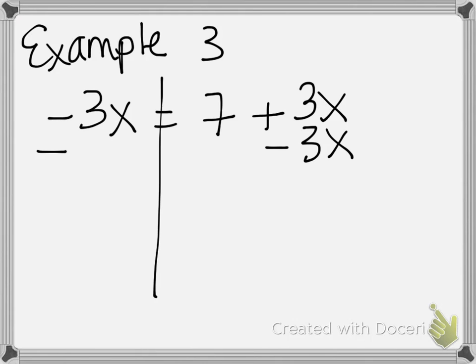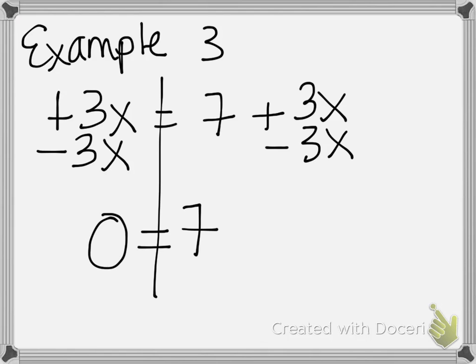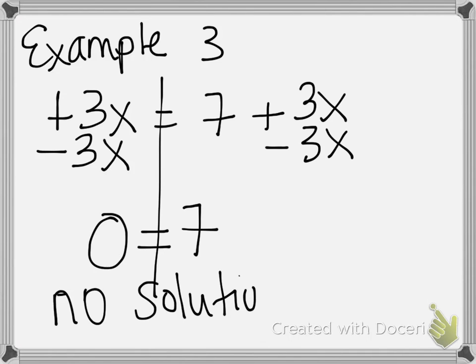Oops. I made a mistake. Sorry, this should be a plus 3x. So now if you notice, if I subtract 3x from both sides, I'm left with nothing equals 7. So there's no solution to this problem. So sometimes you might just write no solution. Here's another example.